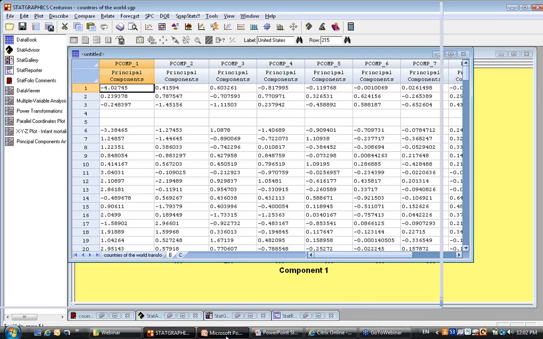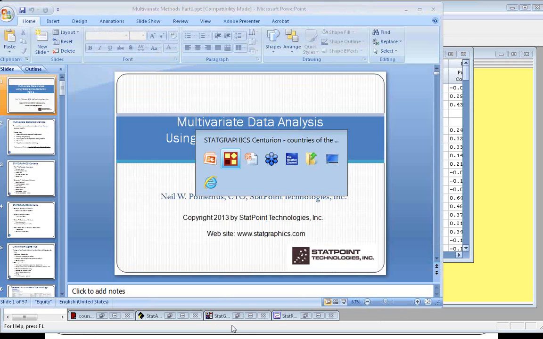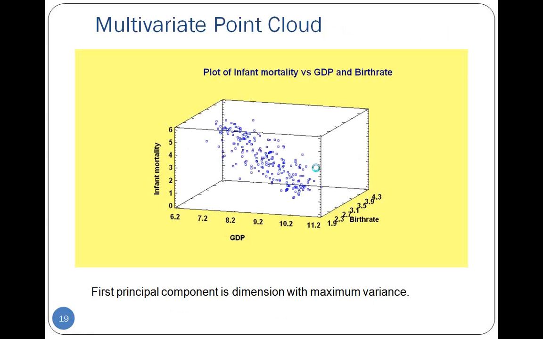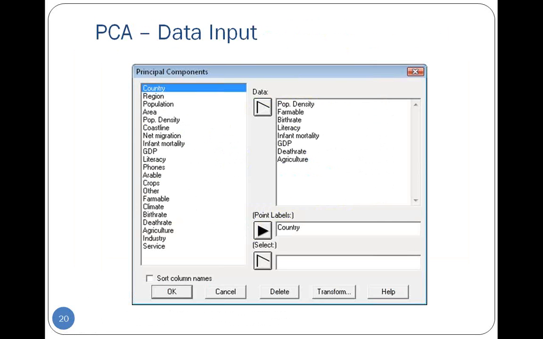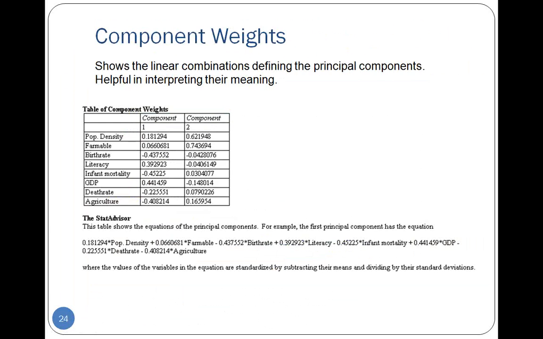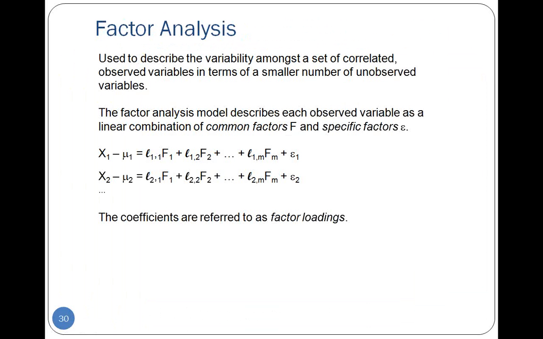All right. That is the principal components analysis procedure, which is one of the primary procedures in StatGraphics for reducing dimensionality. A second procedure in StatGraphics that's useful for reducing dimensionality is something called a factor analysis. A factor analysis does something very similar to a principal components analysis in that it tries to describe the variability amongst a set of correlated observed variables in terms of a smaller number of unobserved variables. But the conceptualization of it is a little bit different.